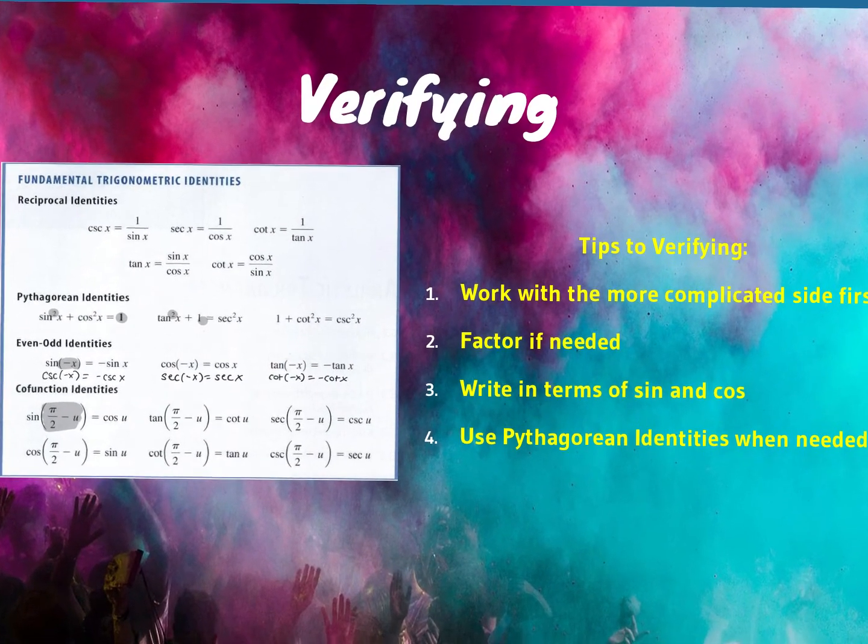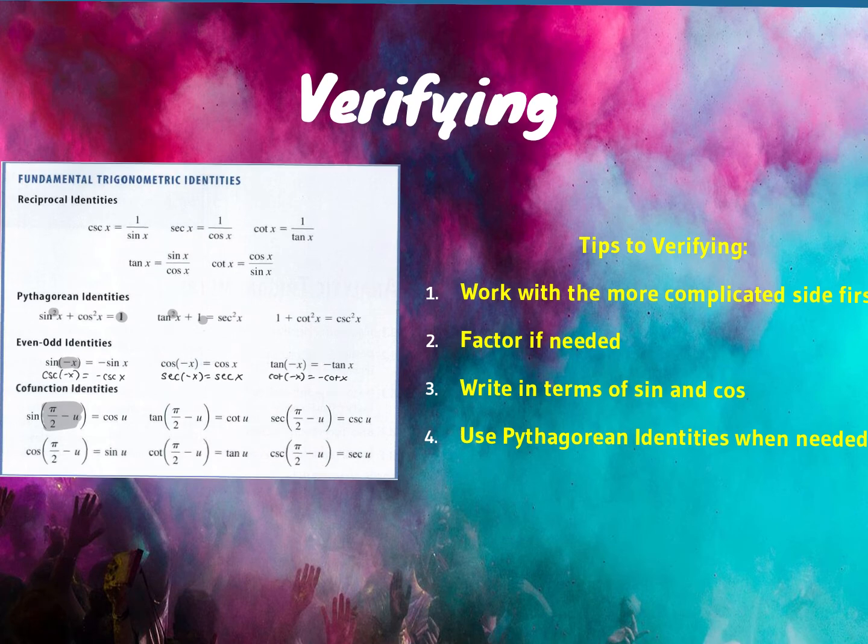So when you're verifying, and these are just tips, it doesn't mean it works the same every time, but usually you're going to work with the more complicated side first. If there are two sides and one is really simple, you go to the other side, which is a little more complicated, and try to simplify that. Don't forget that you can factor expressions. Sometimes that helps you.